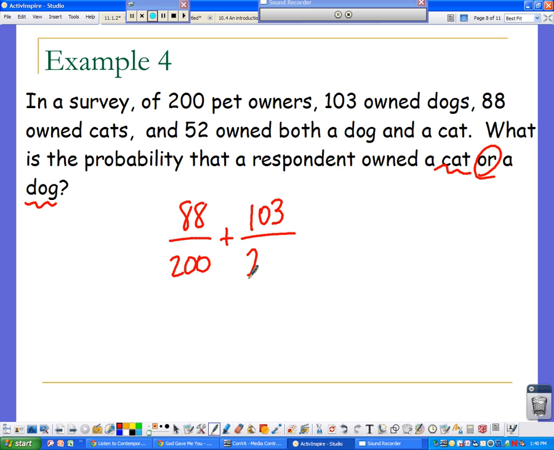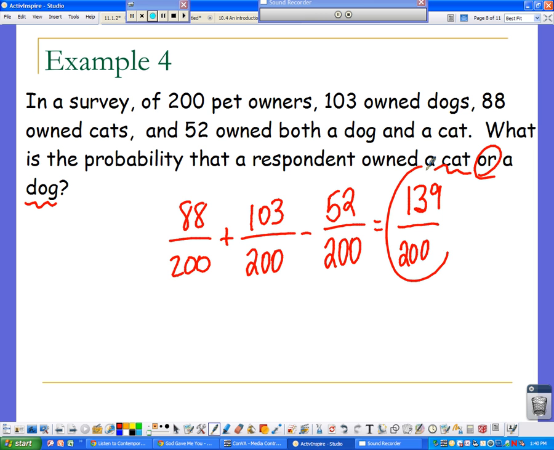out of 200. Minus how many of them owned both. And we find out that it is 52 out of 200. Equals, and we get 139 out of 200 is our probability. Okay.